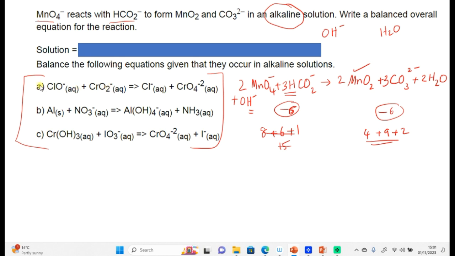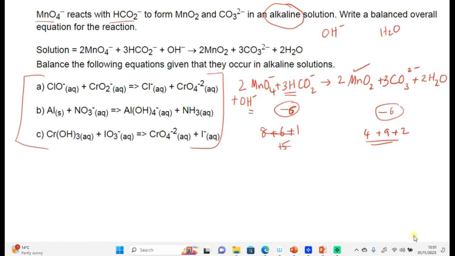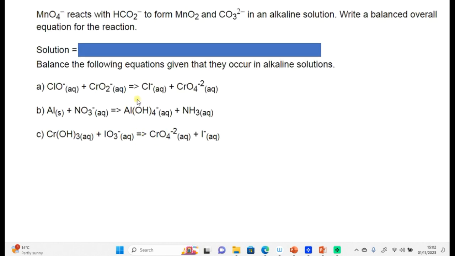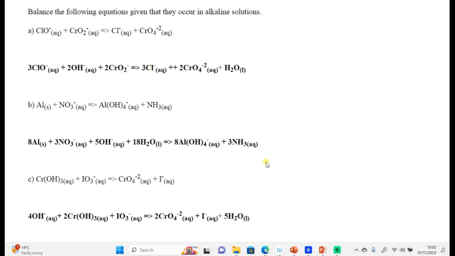Now hopefully you can do these in alkaline condition and check your answer in a minute. Oh, here is the printed answer of what we have here. Okay, I'm going to now show you the answer so you can check this for yourselves. Okay, here is the questions that I gave you, and then here are the answers, the solutions. I hope you got them correct.